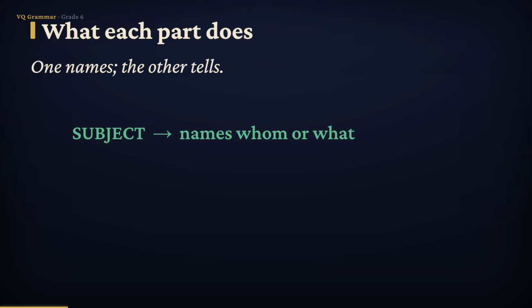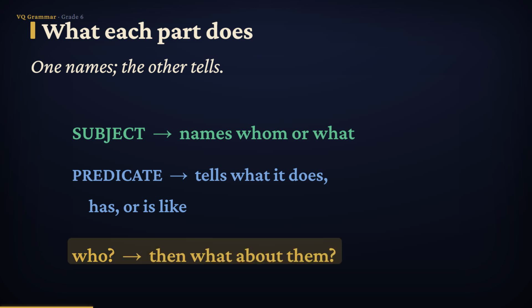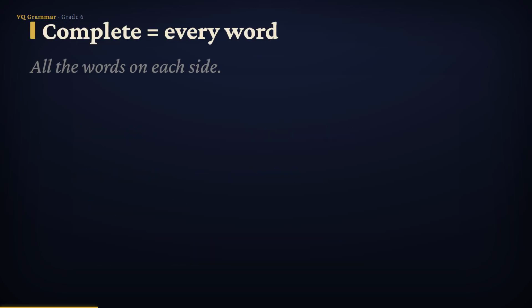The subject names whom or what the sentence is about. In our example, it's about my little brother, so that's the subject. The predicate tells what the subject does, what it has, or what it's like. My brother lost something, so lost his soccer cleats is the predicate. An easy way to remember it, the subject answers who or what, and then the predicate tells you what about them. Now let's give these parts their real names.